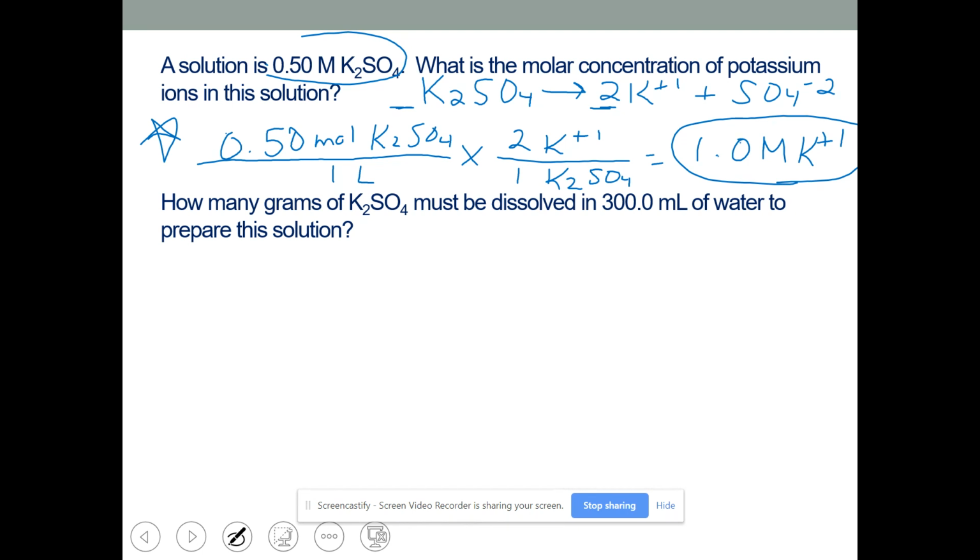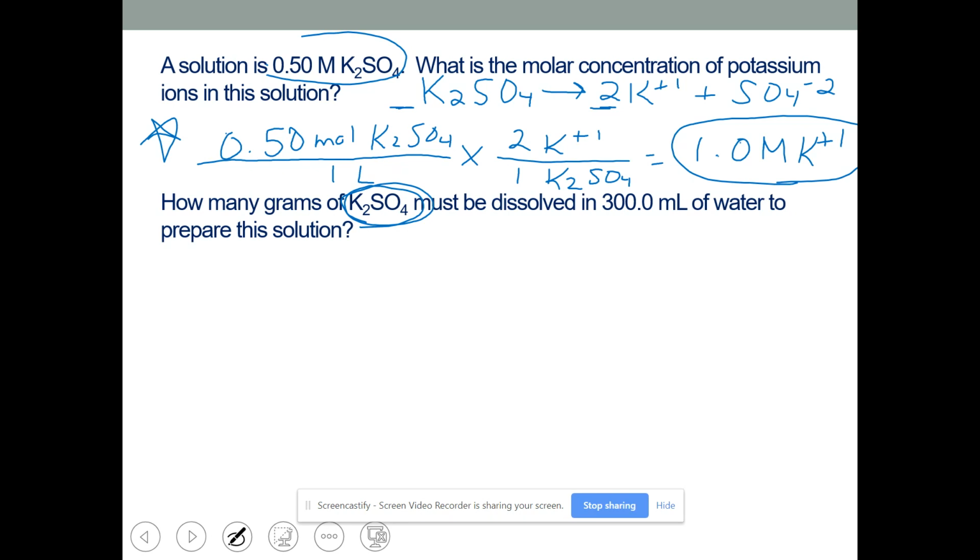So what if we needed to make that solution? It says here, how many grams of K2SO4? See, I can't make a solution with just positive ions. If you have positive ions in a solution, you've got negative ions in the solution too, because when you make that solution, you use a compound, and the compound is going to have both positive and negative ions. So if I want to make a solution with this K+1 concentration, I have to weigh out an entire compound to get that, okay?